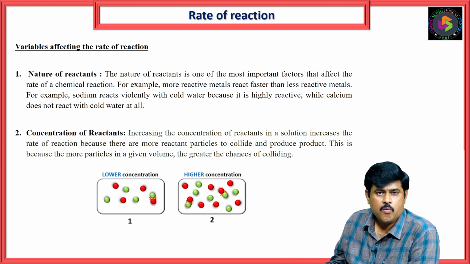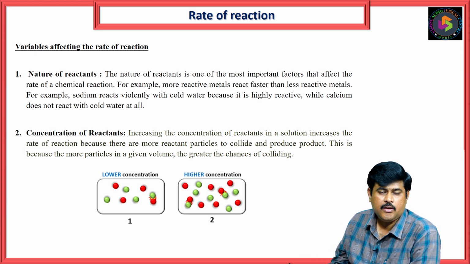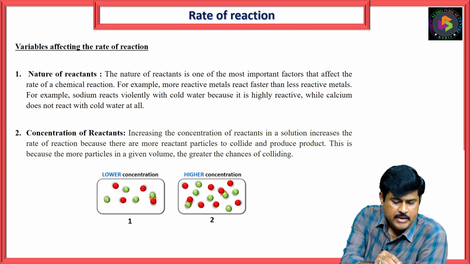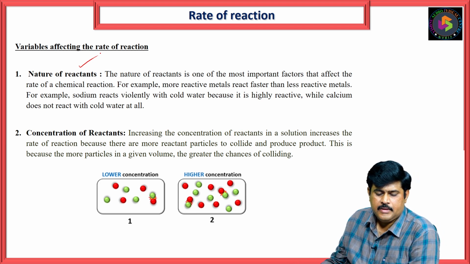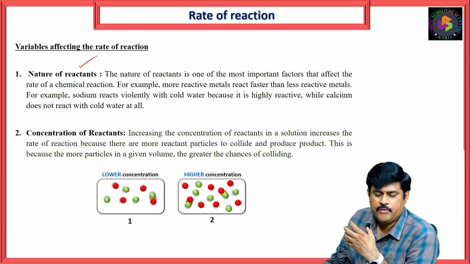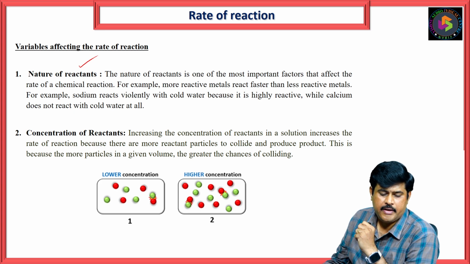So coming to the next topic, that is variables affecting the rate of the reaction. There are different variables out there which will affect the rate of the reaction. The first one is nature of reactants. The nature of reactants itself is a very important factor that affects the rate of a chemical reaction.